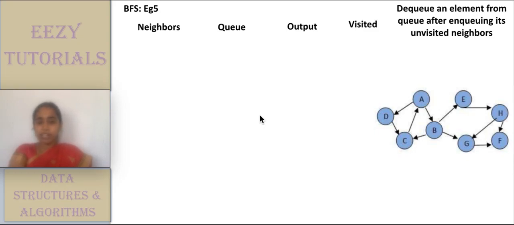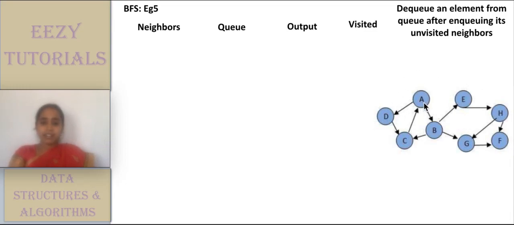We are going to see one more example in this video. This example will be quite different because so far we have seen undirected graphs, and this example is a directed graph. We are going to start from A.